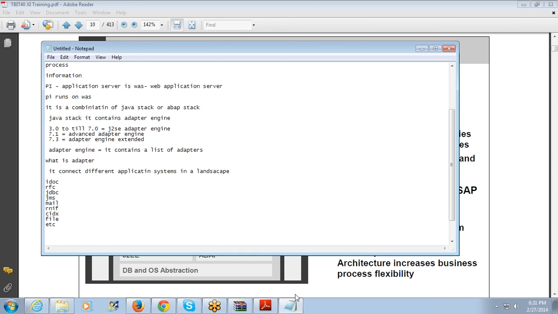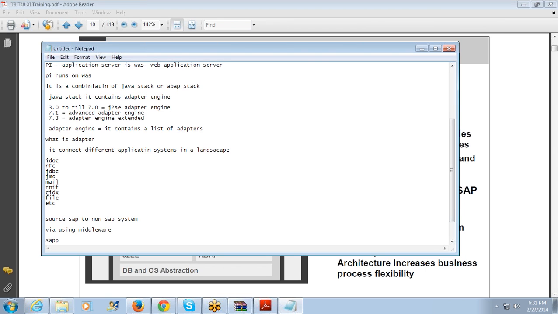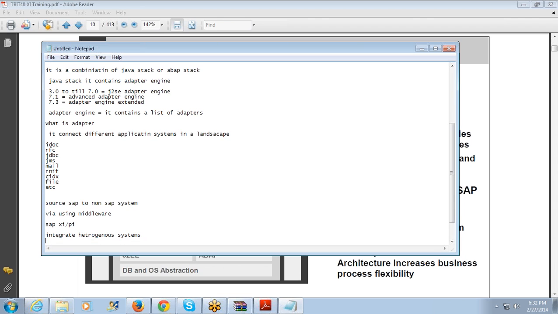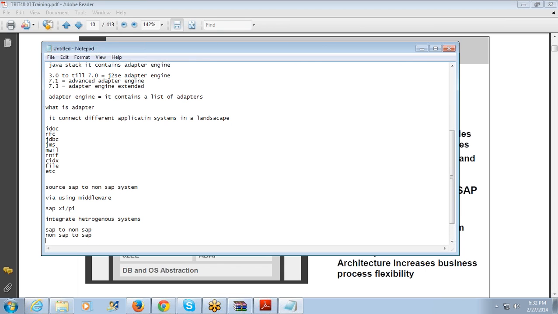All these adapters help communicate from X system to PI and PI to Y system. There is a scenario where the source system is an SAP system and it wants to connect to a non-SAP system. An SAP system can talk to a non-SAP system using a middleware, and here the middleware is SAP XI/PI. PI helps any company or landscape integrate heterogeneous systems: SAP to non-SAP, non-SAP to SAP, and non-SAP to non-SAP.